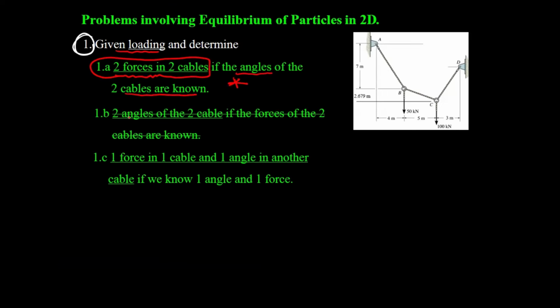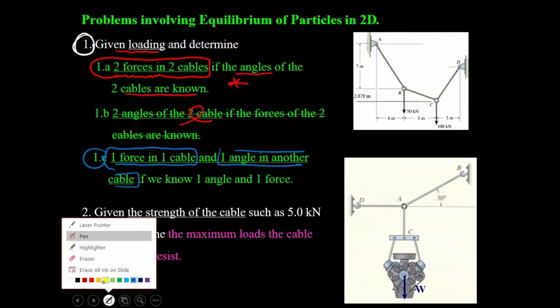Solving for two angles of the two cables has never been in our examination. And then 1.C, determine one force in one cable and also one angle in another cable. There are two types of problems when we know the load: the first type finds two forces, the second type finds one force and one angle. From the previous lecture we have covered the first, and today Ajahn will focus on this problem.